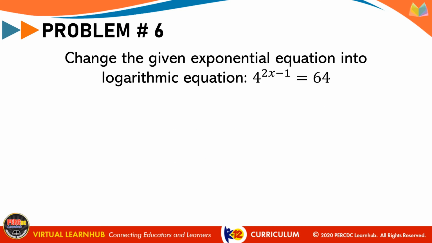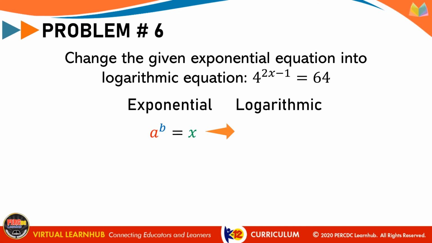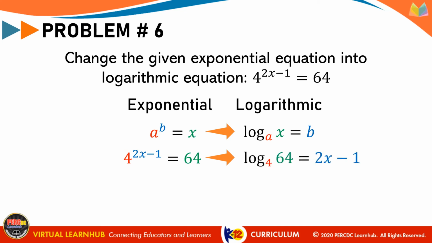Problem number 6. Change the given exponential equation into logarithmic equation. 4 raised to 2x minus 1 equals 64. Let's remember that an exponential function is represented like this, a raised to b equals x, just like in the given. And we can transform it to this form, logarithm of x to the base a equals b. So from 4 raised to 2x minus 1 equals 64, it will become logarithm of 64 to the base 4 equals 2x minus 1.